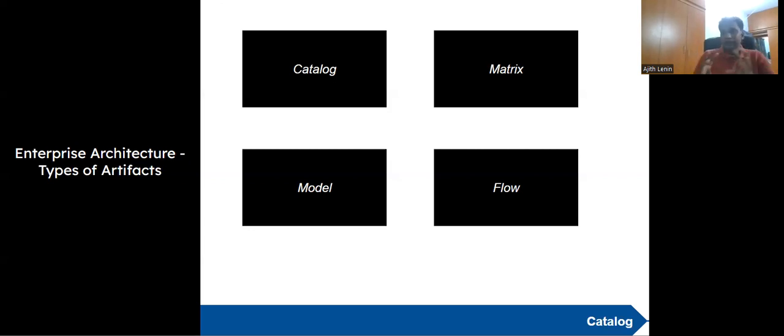So typically, I mark the artifacts into these 4 buckets: catalogs, matrices, models, or flows, right? And flows could be sequence diagrams, interaction diagrams, those are the flows. Models are entity models, right? Object models, class diagrams, etc. Matrices are simple mappings, and a catalog is the definition as well as the catalog of items.